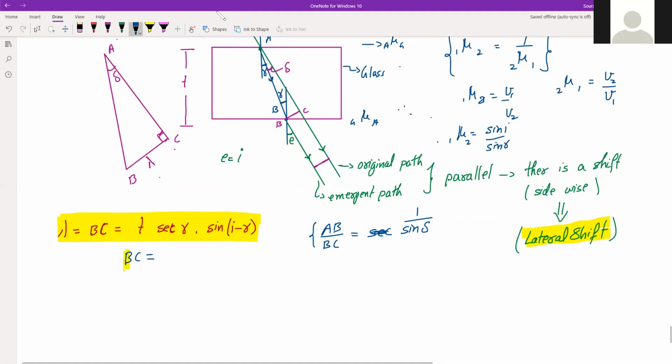Okay, say BC divided by AB. What will that be? Will it be equal to sine delta? So that means BC is equal to AB sine delta, and delta is I minus R. So that we'll substitute later. So let us substitute here itself: this is equal to AB sine delta, and delta is I minus R. So from this, it should give you a hint that now we have to find AB.